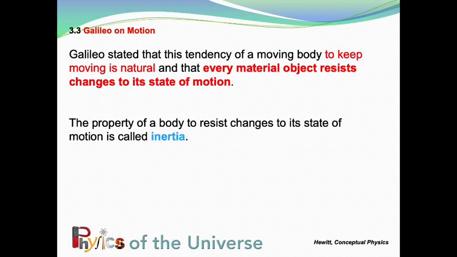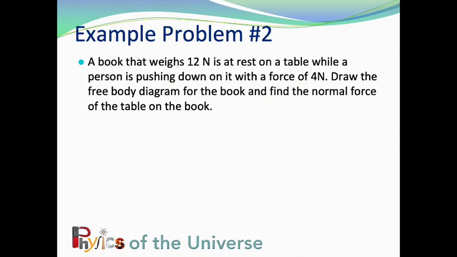So the property of a body to resist changes to its state of motion is called inertia. If some objects are harder to move than others, we like to quantify how hard they are to move, and we do it with the term inertia, also known as mass.